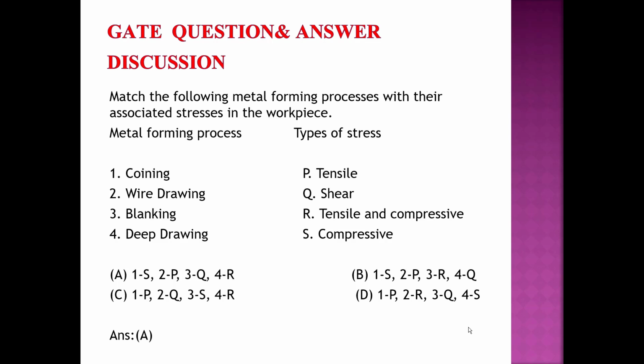First one is coining, wire drawing, blanking, deep drawing. On the other side: tensile, shear, tensile and compressive. For this the answer is A. That is, coining is due to compression and wire drawing is for tension. Blanking is for shearing. Deep drawing is by means of tensile and compressive.